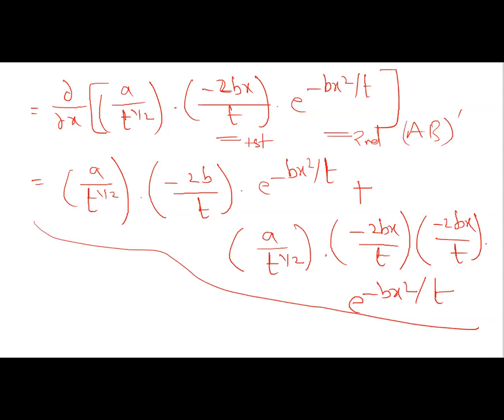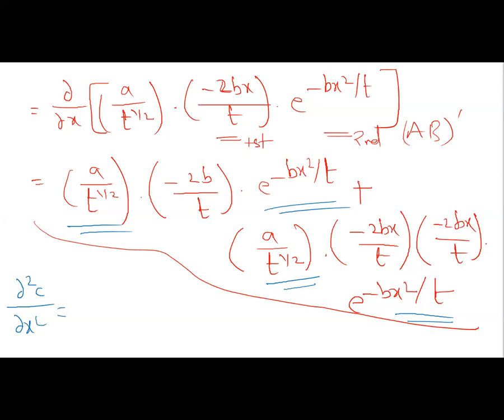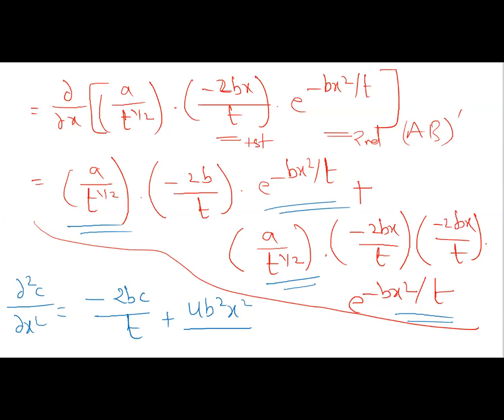Again, if you look at this equation here, this term and this term combine to give us something equivalent to c. And again, in this case, this term and this term are also equivalent to c. So rewriting this, ∂²c/∂x² is equal to -2bc over t plus 4b²x² over t² times c.